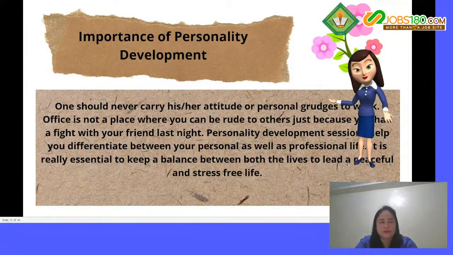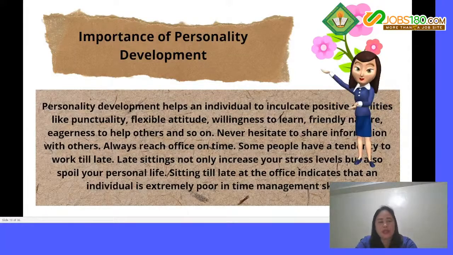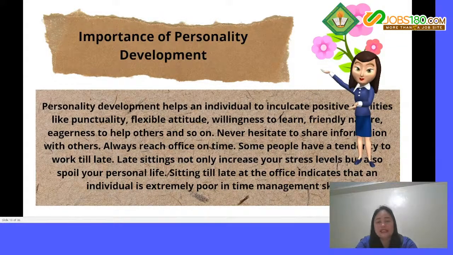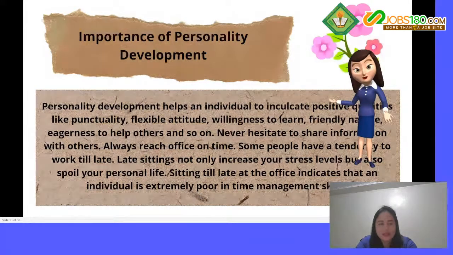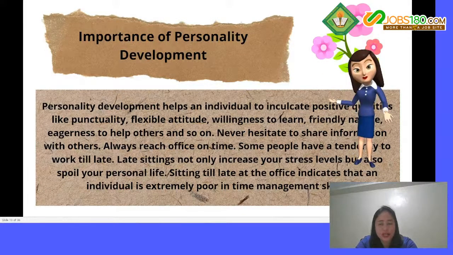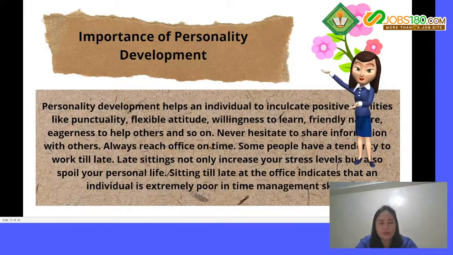Okay? Next. Personality development helps an individual to inculcate positive qualities like punctuality, flexible attitude, willingness to learn, friendly nature, eagerness to help others, and so on. Never hesitate to share information with others. Always reach office on time.